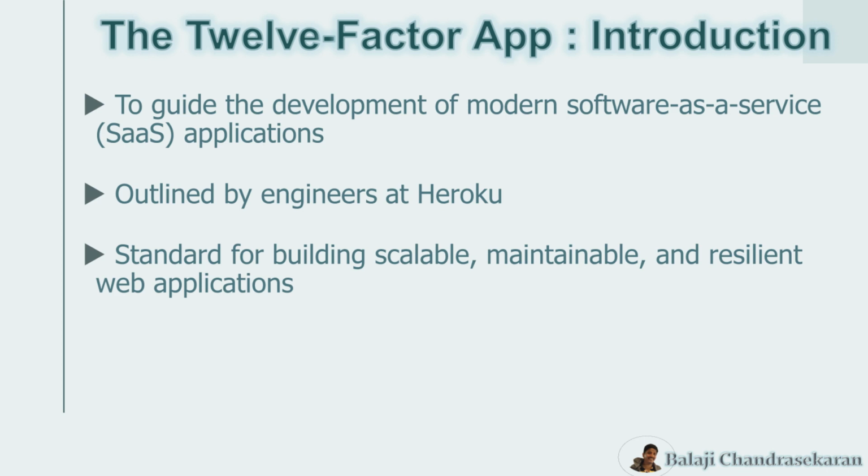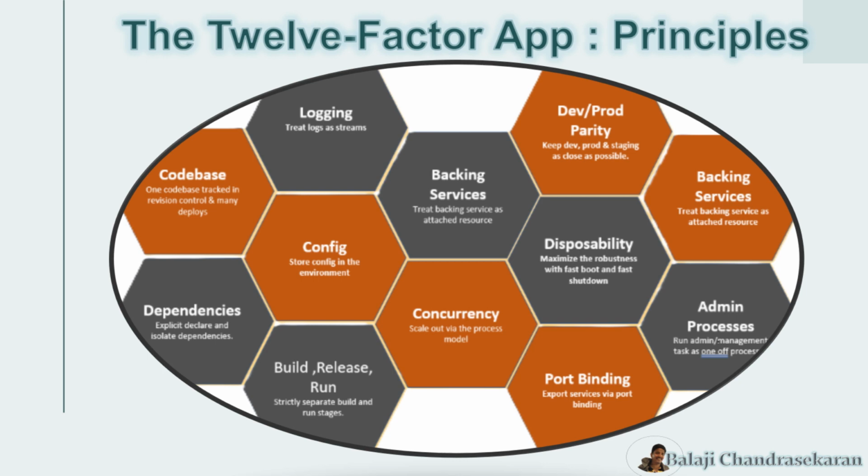resilient web applications. The 12 factors to build scalable, maintainable, and resilient web applications are Codebase, dependencies, config, backing services, build, release, run, processes, port binding, concurrency, disposability, dev prod parity, logs, and admin processes. Let me dive deep to illustrate each of these 12 factors along with examples.